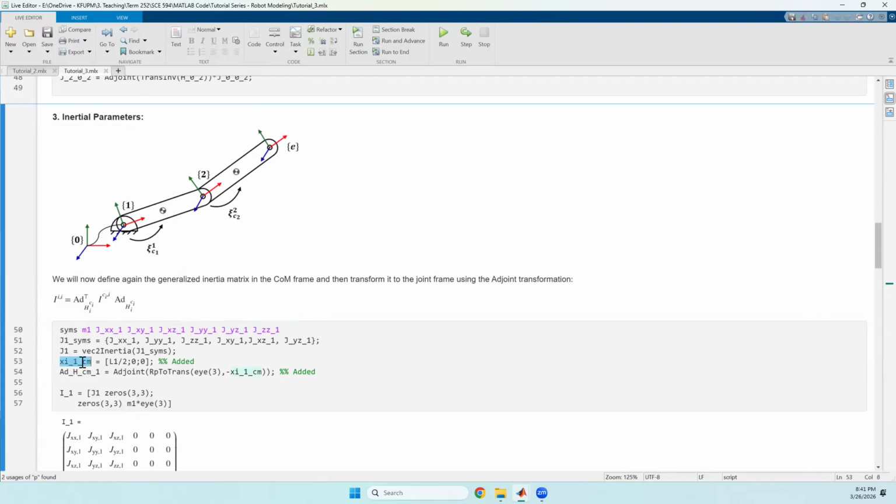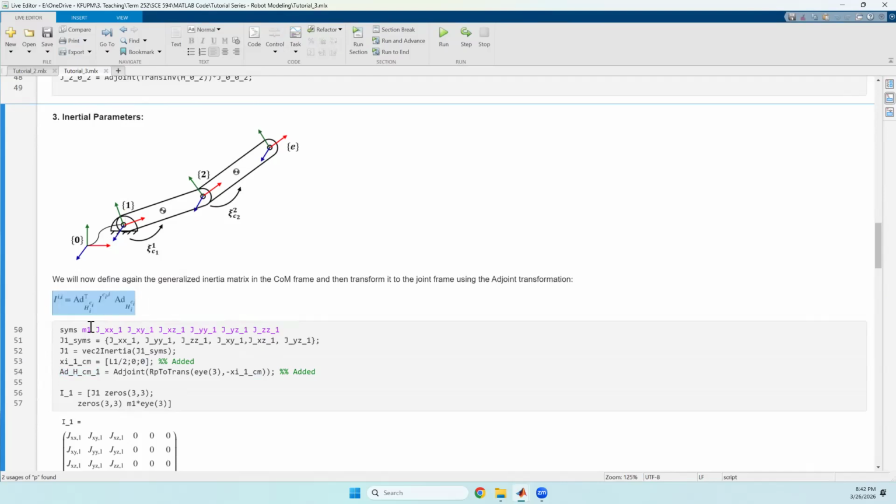You find here that we have psi of the center of mass of link 1 expressed in frame 1 that we chose. This vector in tutorial number 2 was zeros, but here it's simply L1 divided by 2 in the x direction. We can also place an imaginary frame here at the center of mass, and then transform the inertia using this expression for transformation of inertias from this imaginary frame that we call CI to the I frame that we have here.